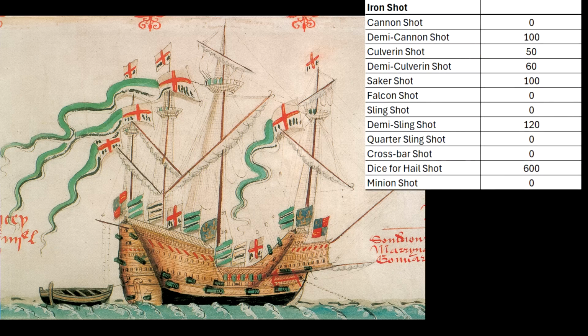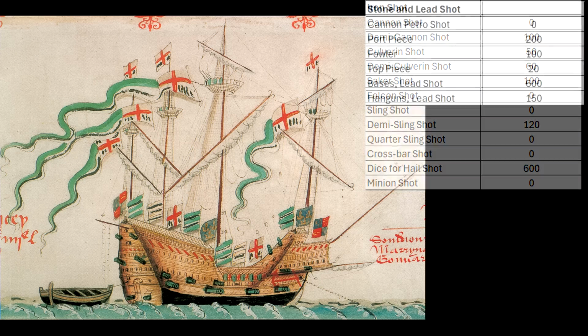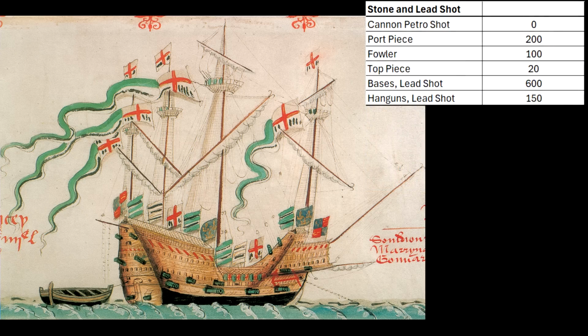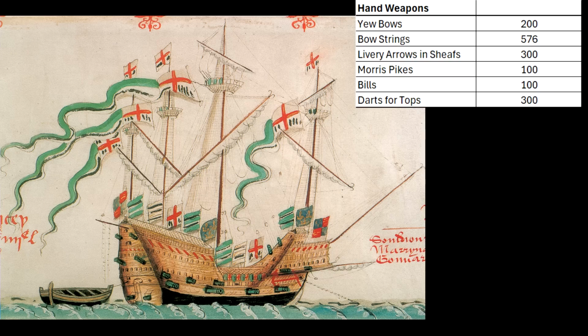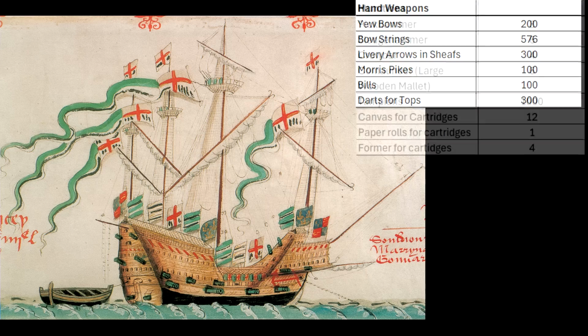Overall shot allocation in terms of shot per gun, though, is almost identical to the Great Bark, at least when it comes to iron shot. And in lead and stone shot, it's actually also very similar, although there is 1 very marked reduction, which is half as much handgun shot. Now, although pikes, bills, and darts remain the same, there is actually quite a significant increase in the number of bows, 200 as opposed to 150 on the Great Bark, with a proportionate increase in bowstrings and arrows.